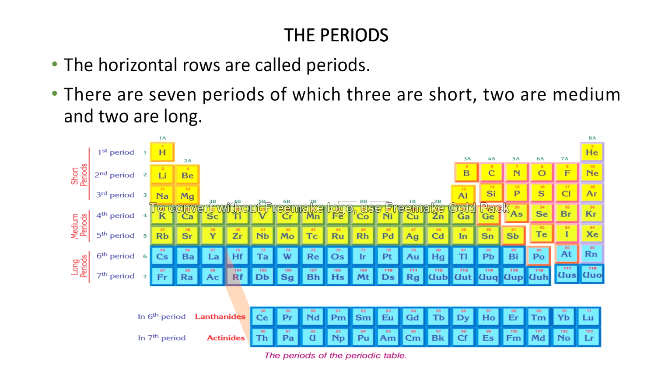They are divided into these 3 groups, short, medium, and long, because of the number of elements that they may contain. For example, the first period is called short because it only has 2 elements. The 7th period is called a long period because it has more elements compared to the first period. Okay, that is why we distinguish between short, medium, and long periods.